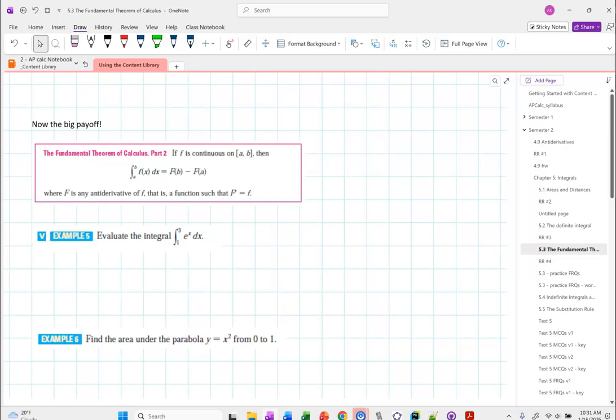What was the answer for 16 from the related rates? 16 is 3.5.